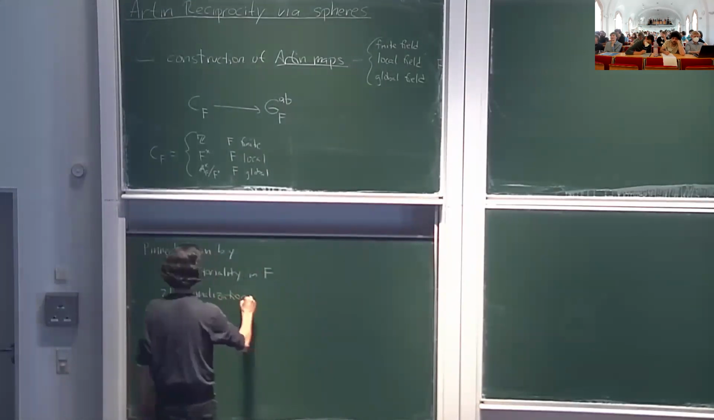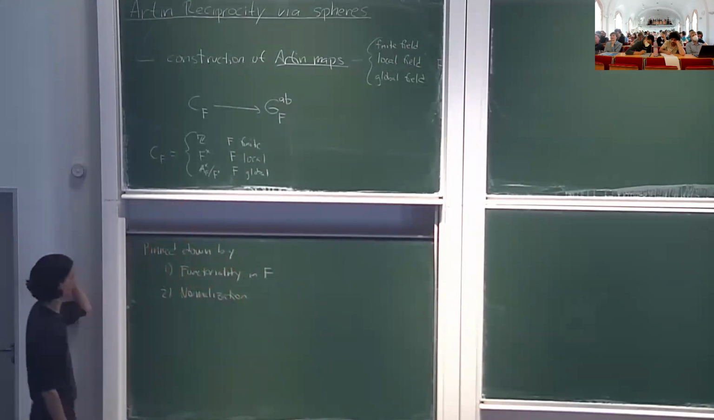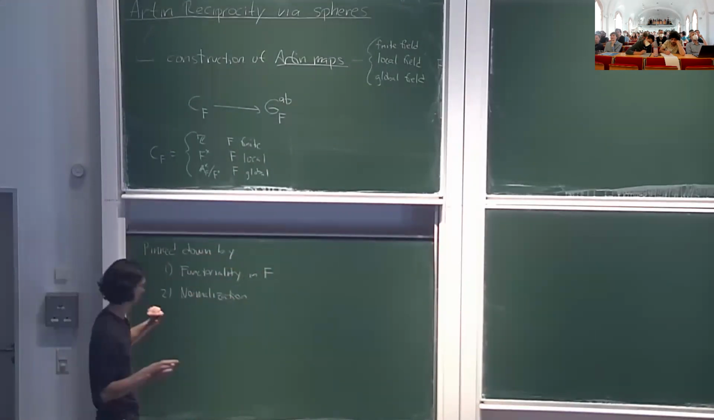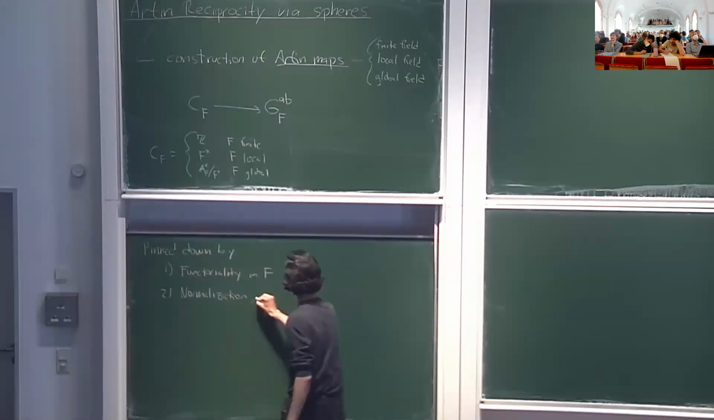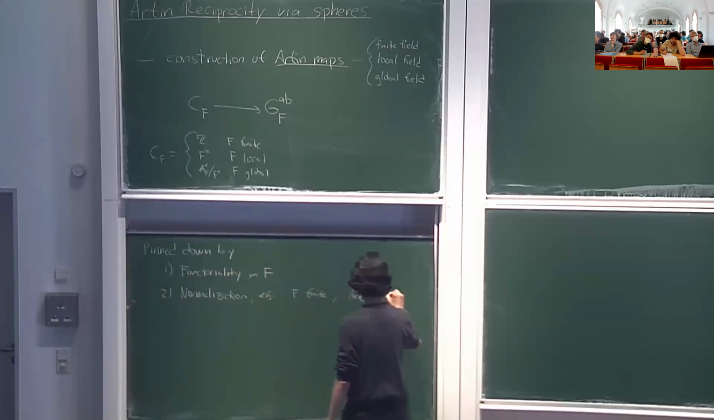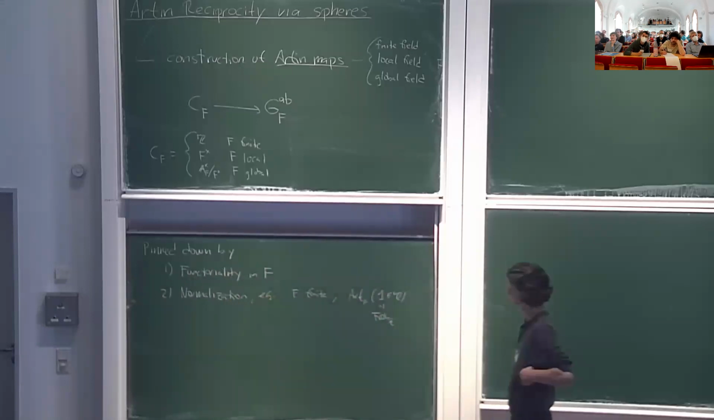And actually this system of maps with such functoriality is so rigid that there's different ways to normalize, and they're all equivalent. You could choose, for example, that for F finite, the Artin map for F of 1 in the integers is some Frobenius, so some q-power Frobenius, where q is the order of the finite field.